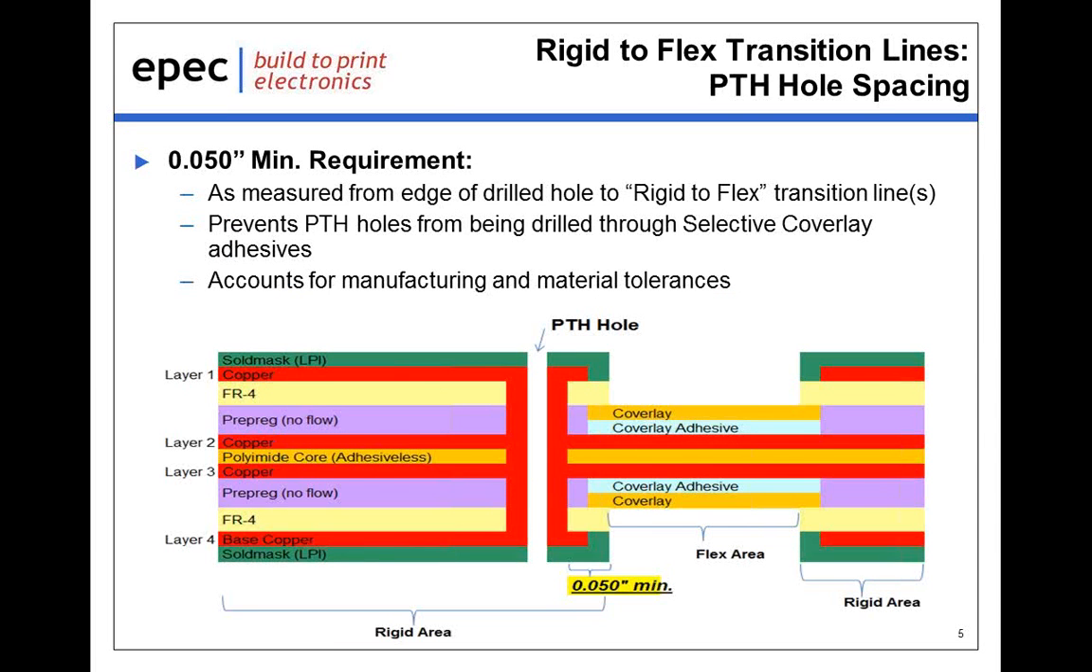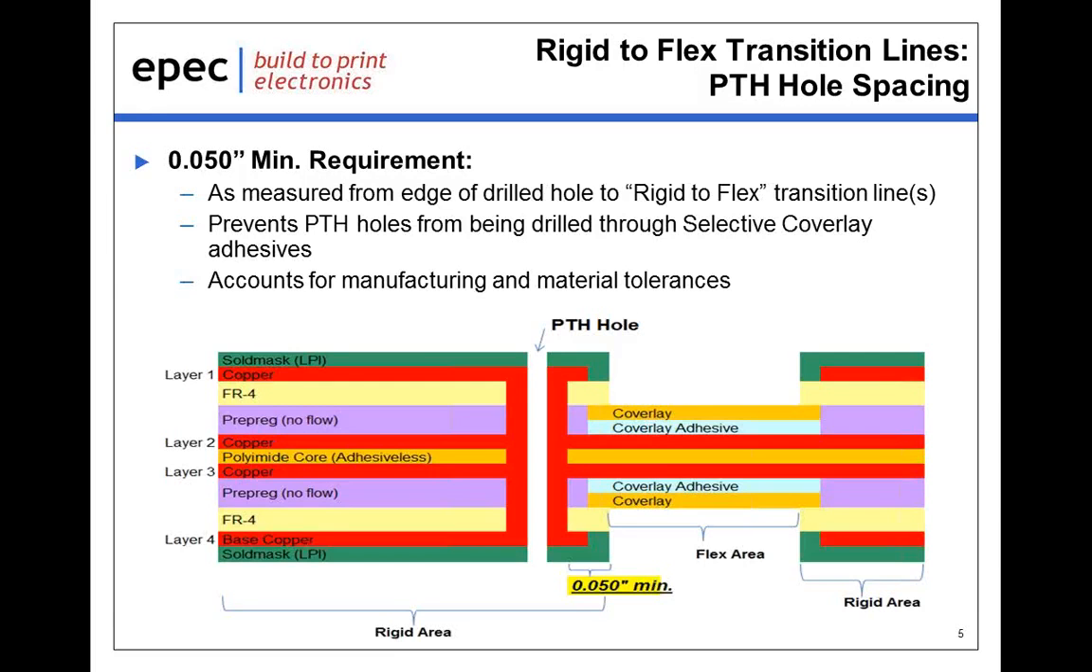So the first element in the Gerber layout that needs to be conformed to is the spacing from plated through holes, be they either PTH or component holes, as measured to the rigid to flex transition line.